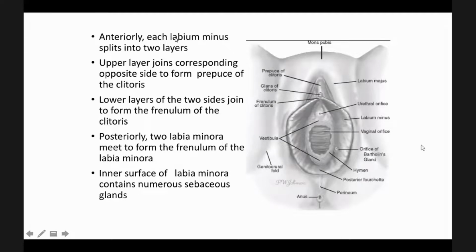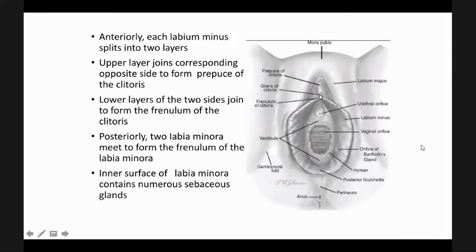Now, anteriorly, each labium minus splits into two layers. If you see over here, this is the anterior, this is the posterior. It will split here. See here, it has split into two parts. Here this is one and this is the next. The upper layer joins with that of the opposite side to form the prepuce of the clitoris. You have already seen glans penis and its prepuce. Glans penis is equivalent to glans clitoris.